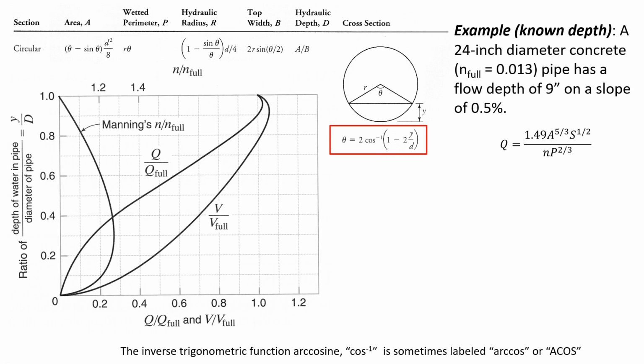Okay, so let's work an example. Let's say that we know the depth of flow. We have a pipe that is 24 inches in diameter. So I guess first things first, we're in traditional units. You'll see that I've given you the Manning's equation with the 1.49 prefix in the front there.